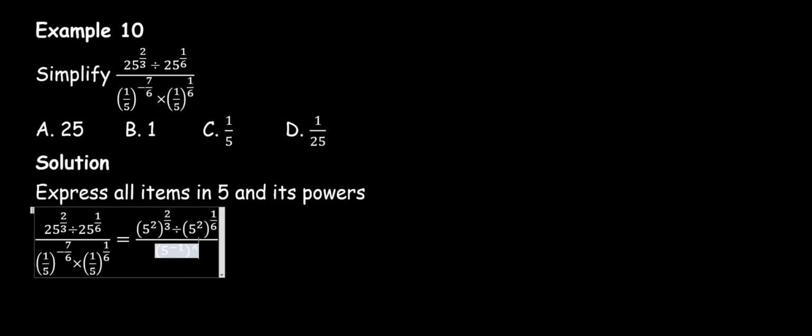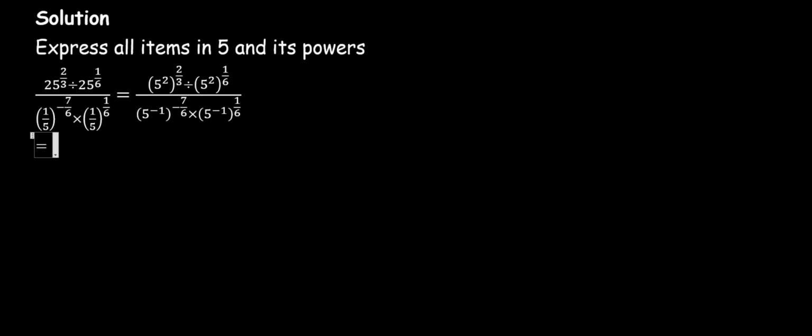That's the numerator. The line will go to the denominator. 1 over 5 will become 5 raised to power minus 1. Open and close your bracket, raised to power minus 7 over 6 times 5 raised to power minus 1, bracket open and close, raised to power 1 over 6. That is the same as, our numerator will now have the powers. 2 times 2 will give you 4 powers of 5 at the numerator. So that will give you 5 raised to power 4 over 3. And the other 5 will give you, divided by 5 raised to power 2 over 6, because 2 times 1 over 6 becomes 2 over 6.